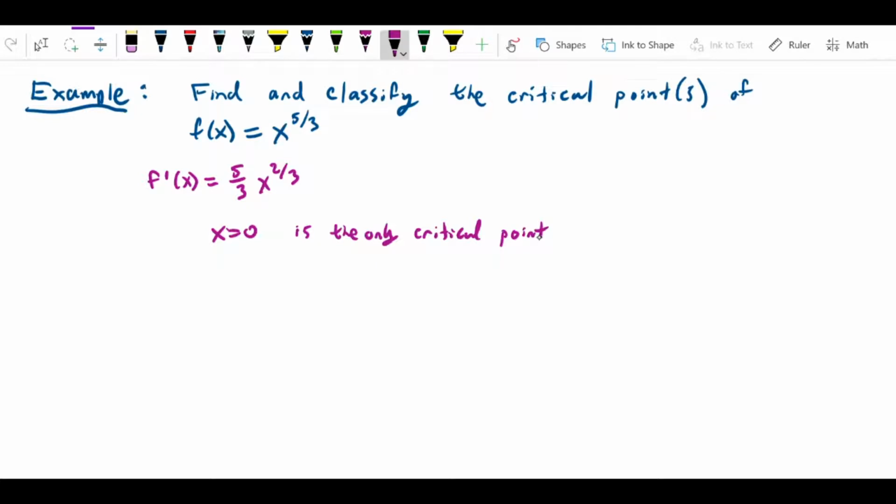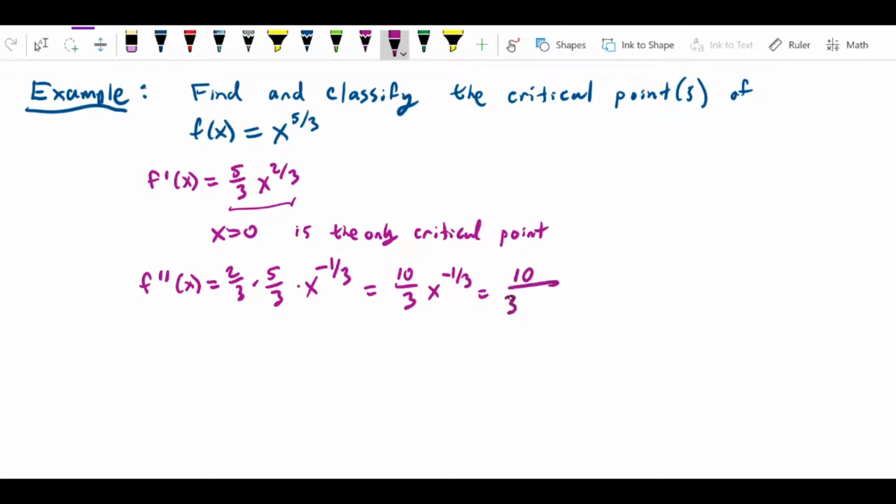I'm not going to put up the process of solving this expression for 0, because I think that as you listen to me, hopefully you can understand why x equals 0 is the only solution to where this expression is equal to 0. So let's try to classify this point using the second derivative test. So let's find f double prime of x. And that's going to be 2/3 times 5/3 times x to the, subtract 1 from 2/3, and I get negative 1/3. So that equals 10/3 x to the negative 1/3, which is 10 over 3 times the cube root of x.